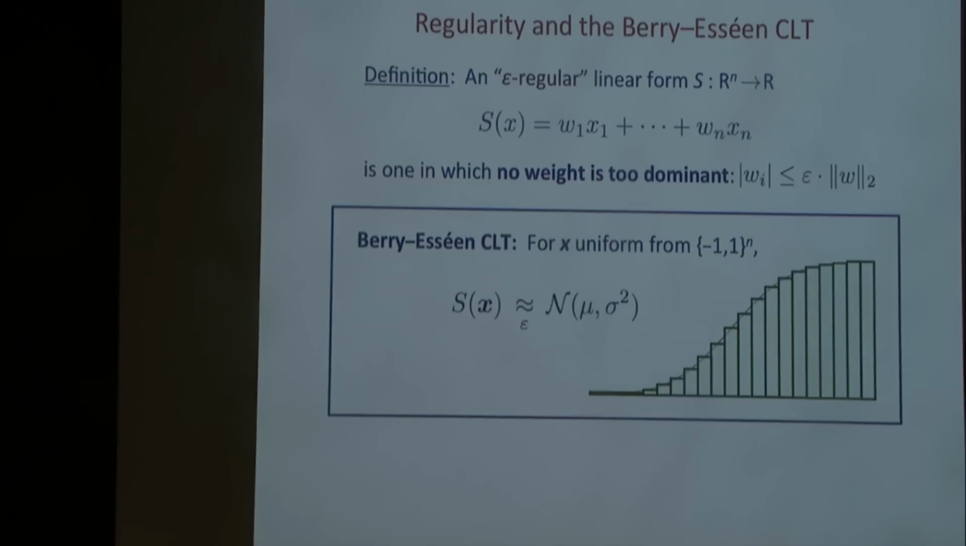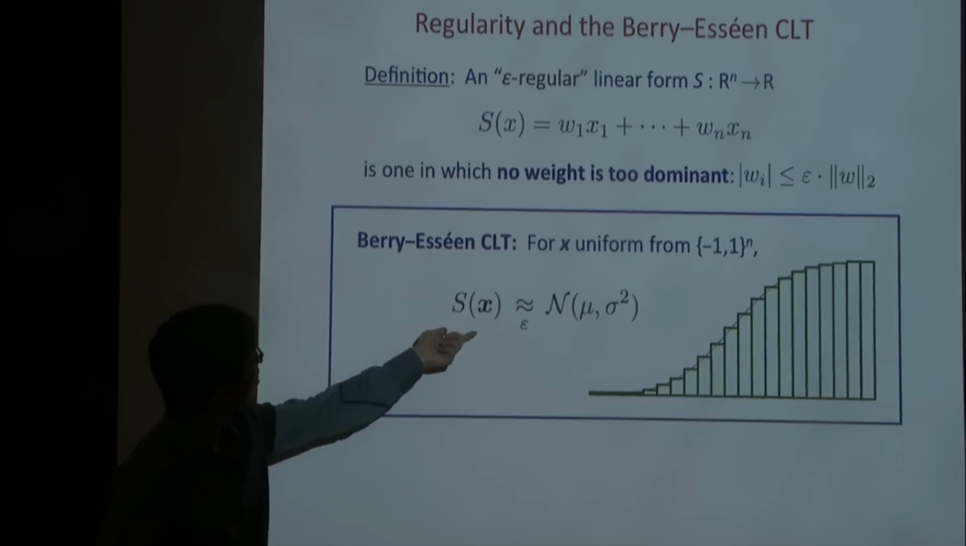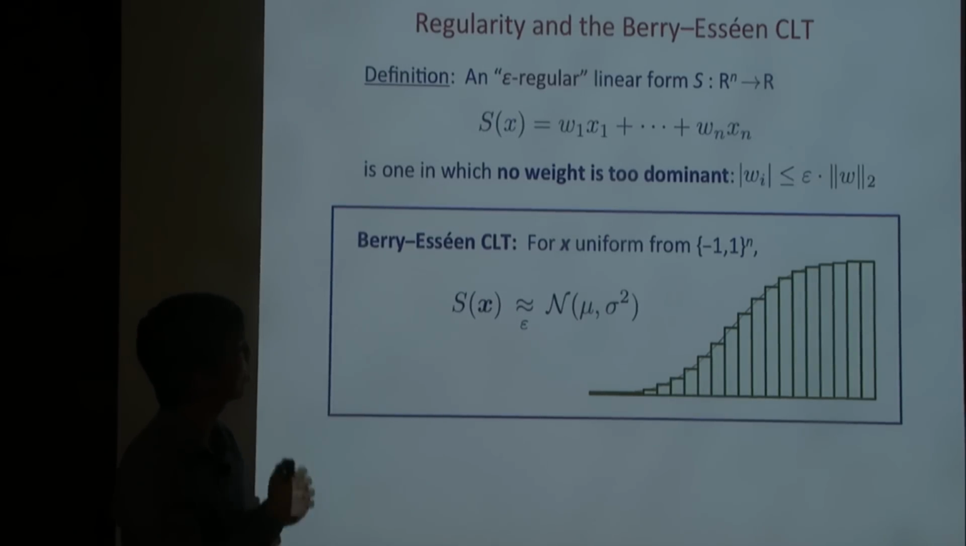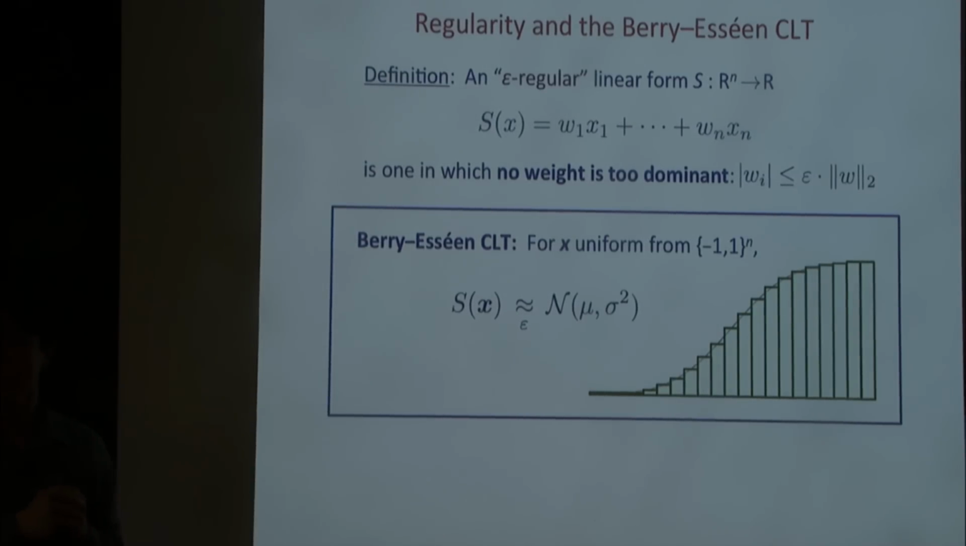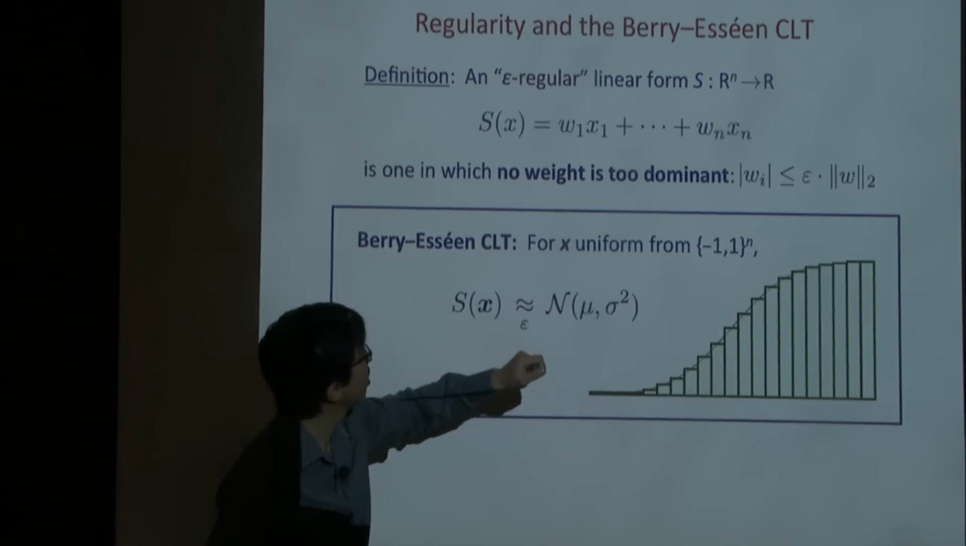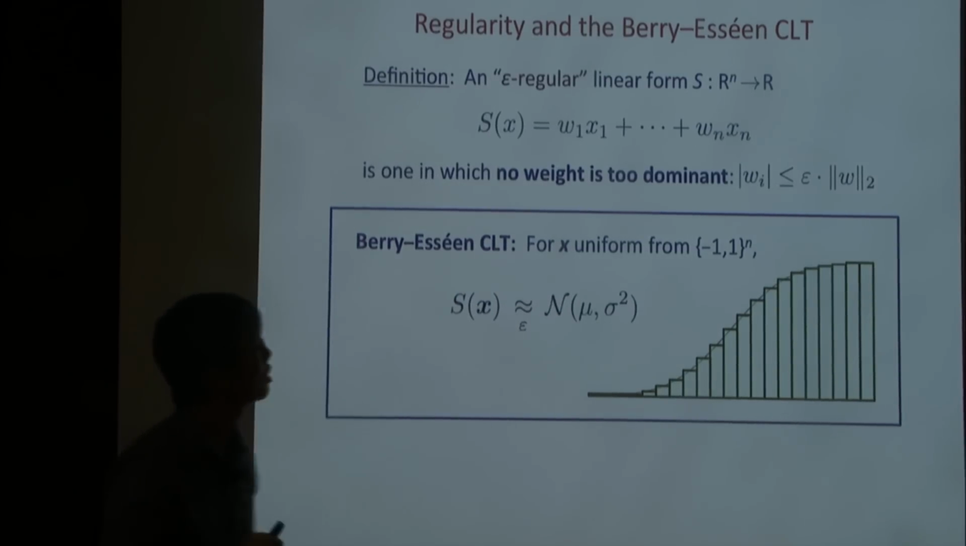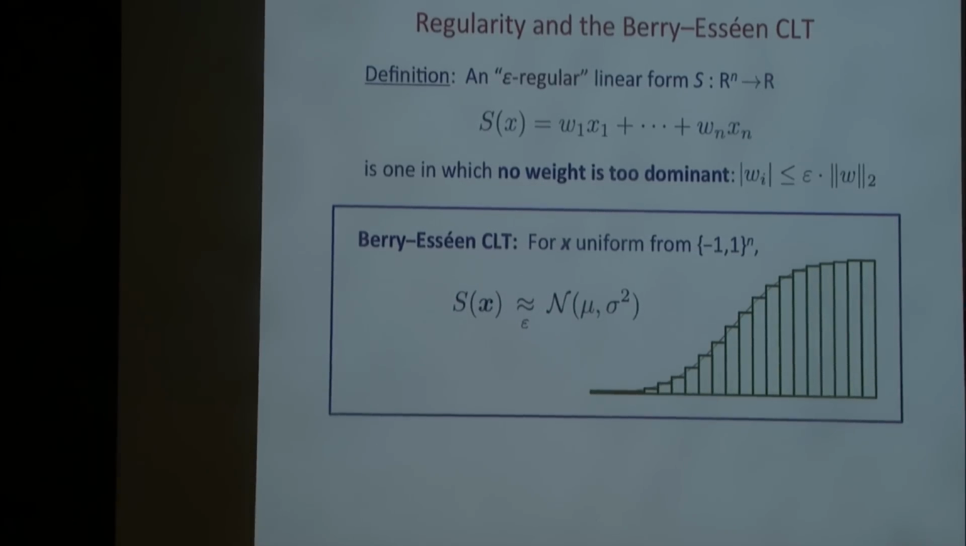Okay, great. If you give me such a linear form, then we're in business. It says that S under uniform random bits, if you sum many of them, starts to look like a Gaussian. And that epsilon is exactly how close you are in CDF distance to a normal.